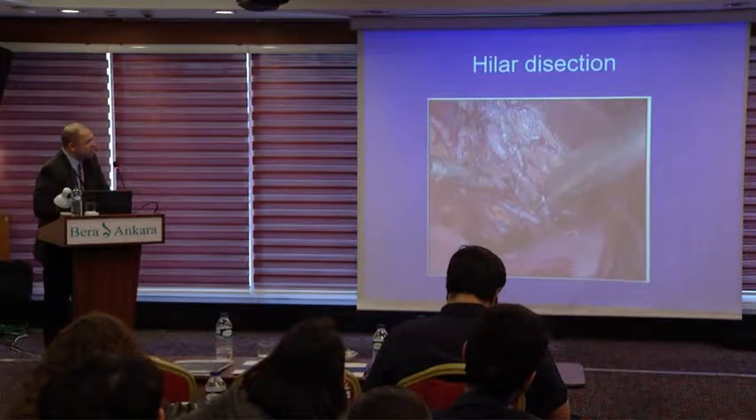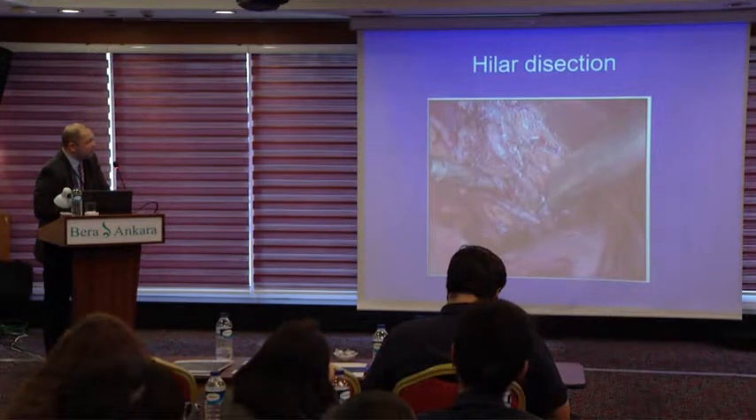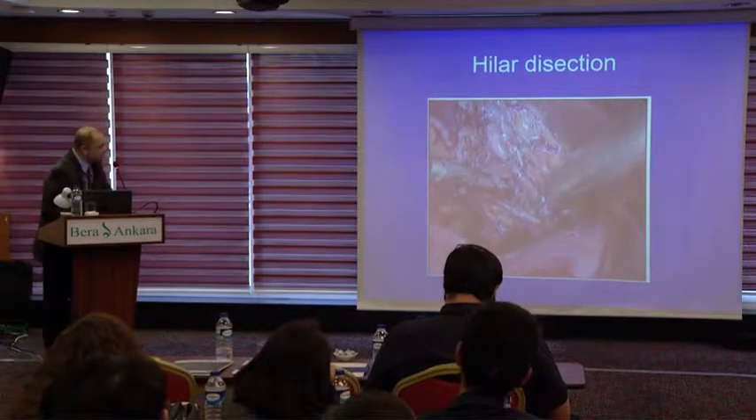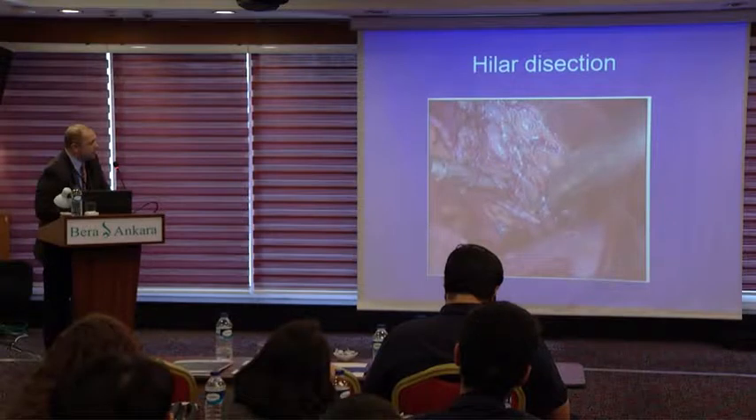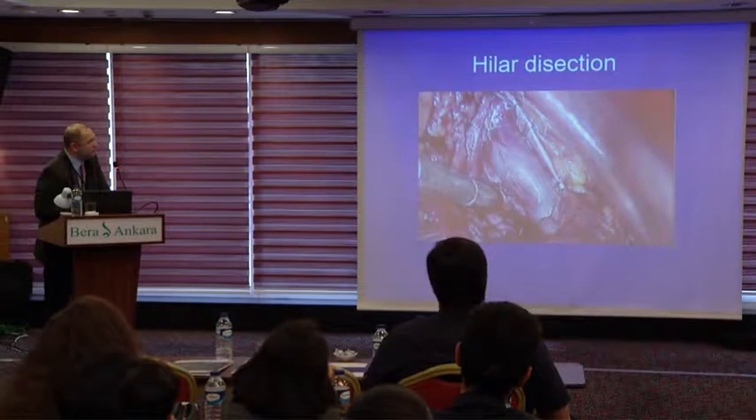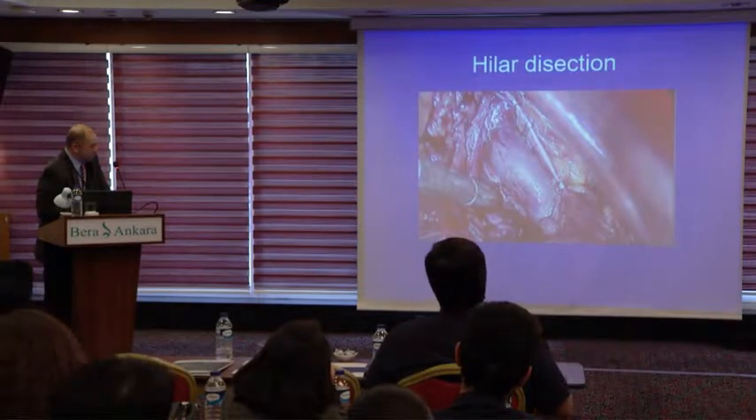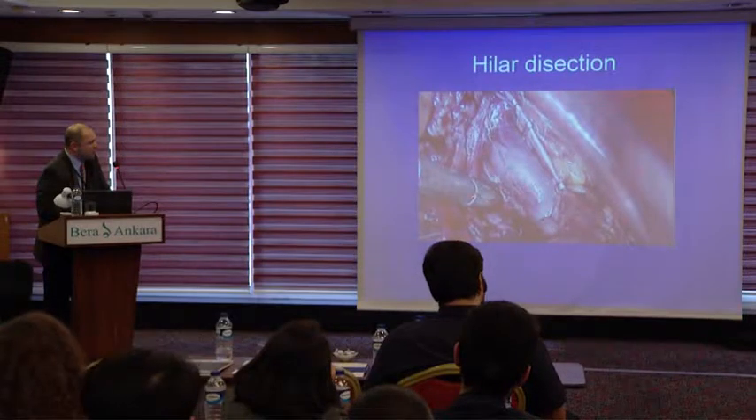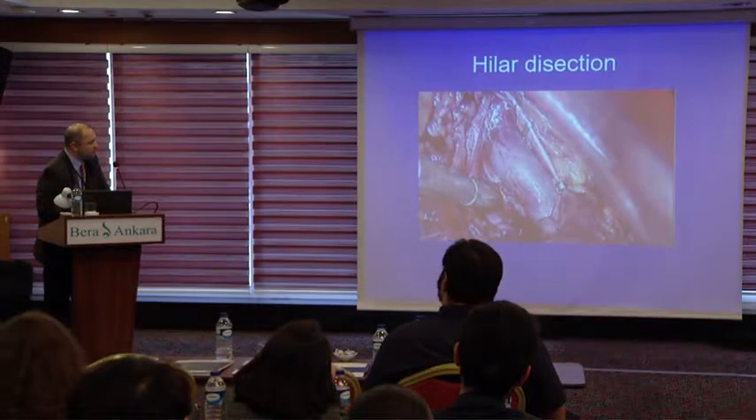You have to be very calm and careful when dissecting the hilum. Here the metal clips are used, but we usually clip the main arteries with Hem-o-lok clips. From top to bottom, on the top, the renal vein stays. Then you can see the renal artery, and on the bottom you can see the renal pelvis.